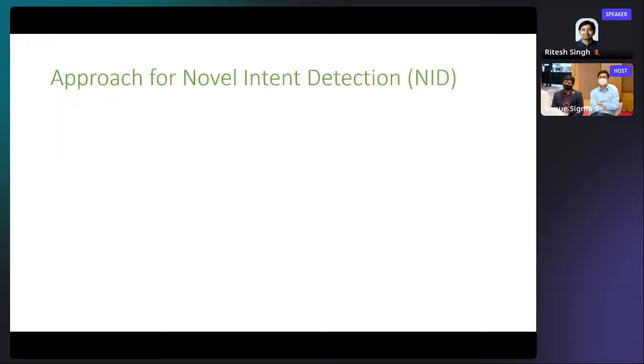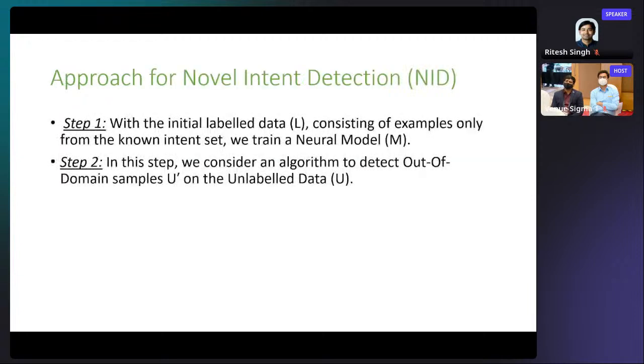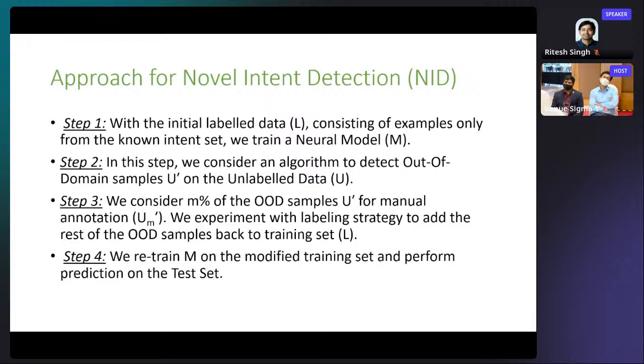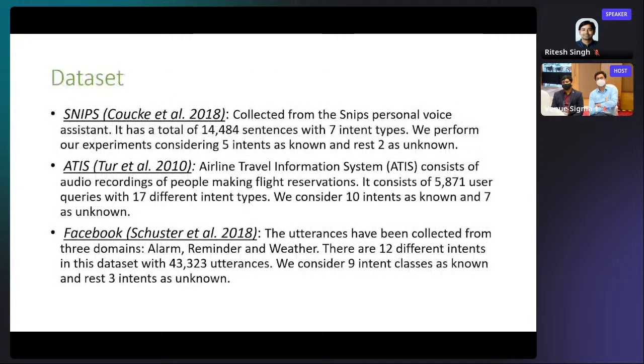In the next step, we consider an algorithm to detect out-of-domain samples U dash on the unlabeled data U. Now, after getting the OOD samples, we consider M percent of the OOD samples U dash for manual annotation. We experiment with a labeling strategy to add the rest of the OOD samples back to the data. Now we retrain and test. So in the next cycle, the system is able to detect the new intent categories: all 7 intents for SNIPS, all 17 intents for ATIS, and all 12 intents for Facebook.